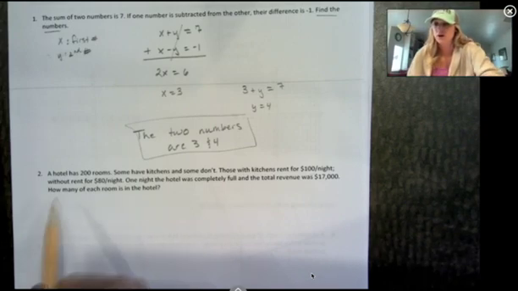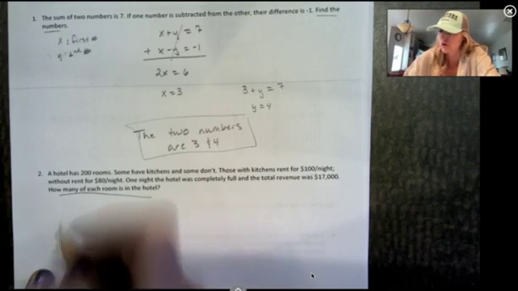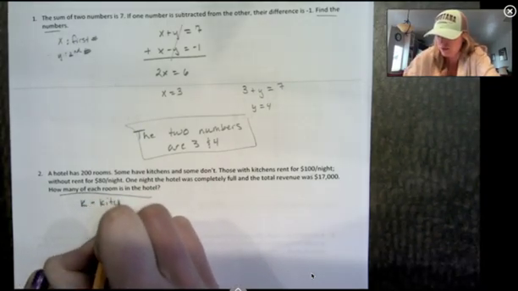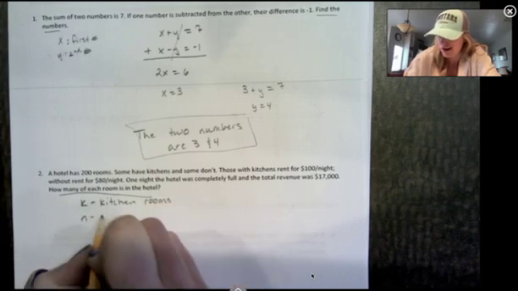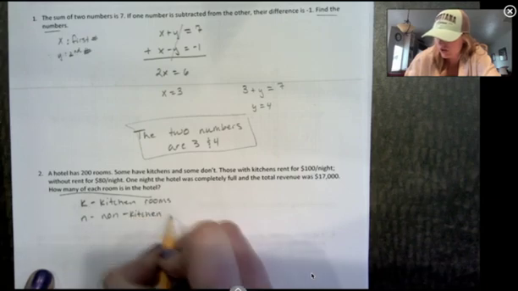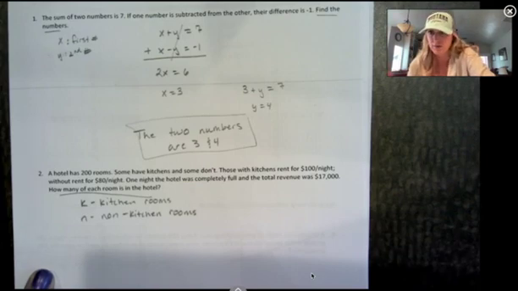Okay, so the question is what my variables need to be. How many of each room? So there are kitchen rooms and non-kitchen rooms. So I'm going to use K and N. K for kitchen rooms and N for non-kitchen rooms. Again, you can use any variables you want, you guys. I like to use ones that help me remember what they're representing.